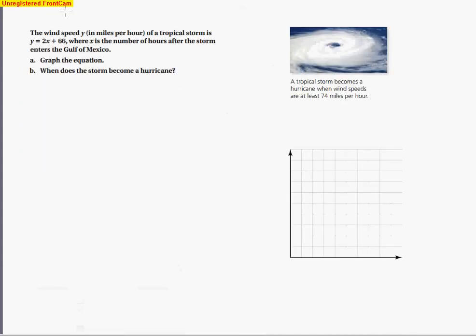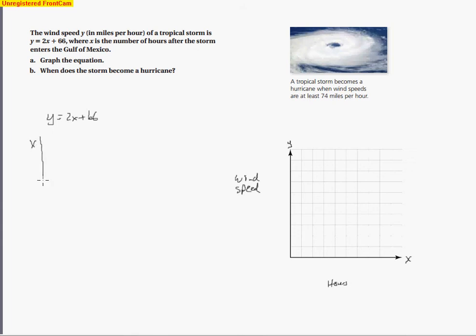Let's take a look at a word problem here. It says the wind speed y in miles per hour. So y is the wind speed, and let's go ahead and write that down for this chart: wind speed. And it says if a tropical storm is y = 2x + 66, where x is the number of hours after a storm enters the Gulf of Mexico. Graph the equation. So let's start off with our chart. So y = 2x + 66 is our equation.